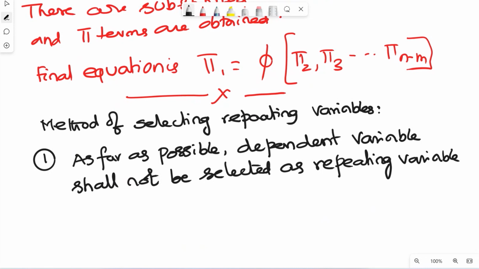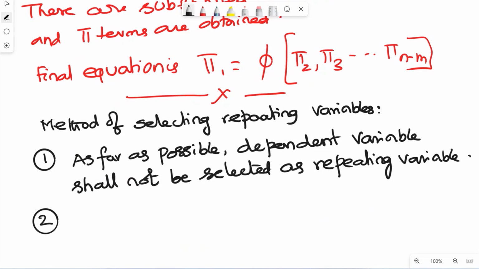In the given problem, what is the dependent variable? Once you read the problem, you can understand in 1 second what the dependent variable is. So eliminate that. So in the repeating variables, that is not there at all. That is the first thing actually.